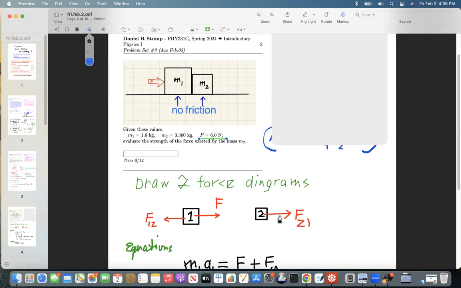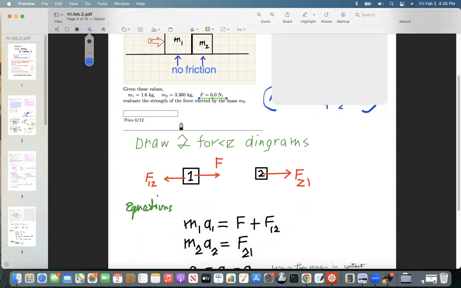Now I could call this force F21 because it's the force acting on 2, which comes from block number 1. So that's F21. This force will be F12. That's the force acting on block 1, exerted by block 2. So there are the force diagrams.